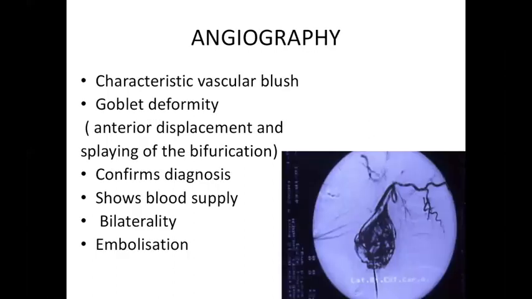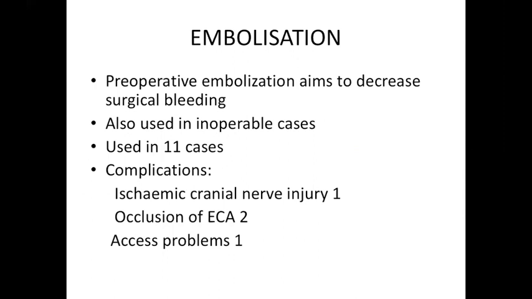Angiography has a massive role. It does have a characteristic vascular blush. It also shows the goblet deformity, which is anterior displacement and splaying of the bifurcation. It confirms the diagnosis. In addition, it shows you blood supply. It can show you bilaterality when you image both sides. But its main focus has been with the advent of preoperative embolization for these tumors. And that's an area of interest for many, especially people who work with these tumors.